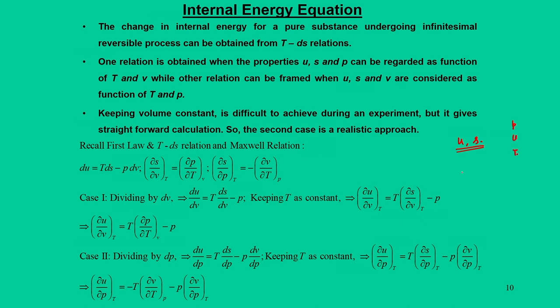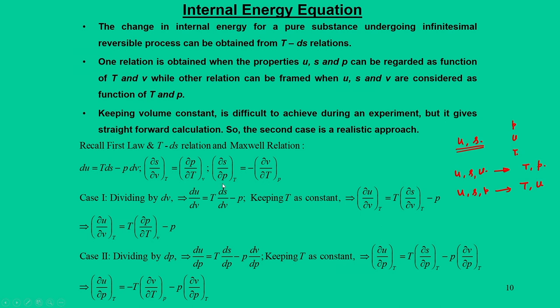So, in one case, we say U, S, V are regarded as functions of temperature and volume. In other situations, we have properties U, S, where you have temperature and pressure. When U, S and P are considered as properties, functions of temperature and specific volume, then we have another set of relations. So, basically, for framing the internal energy equations, you have to use this particular philosophy. Now, let us see how you are going to use it.